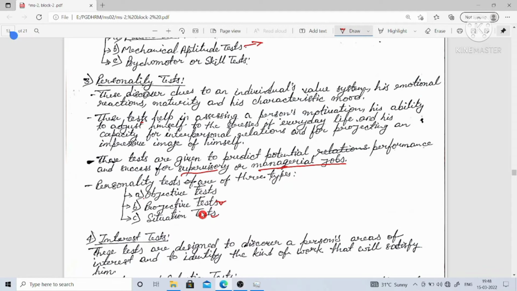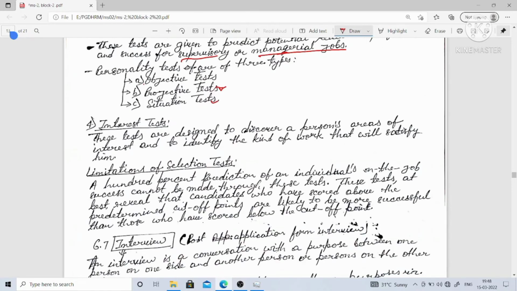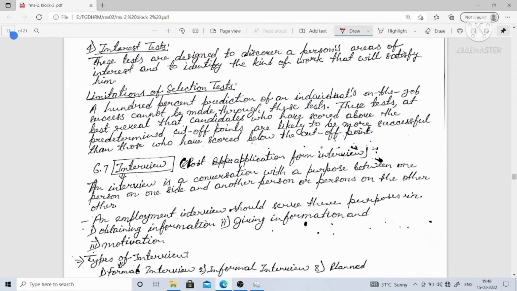Fourth, interest tests. These tests are designed to discover a person's areas of interest and to identify the kind of work that will satisfy him. Simply put, interest tests are used to find a person's interests.